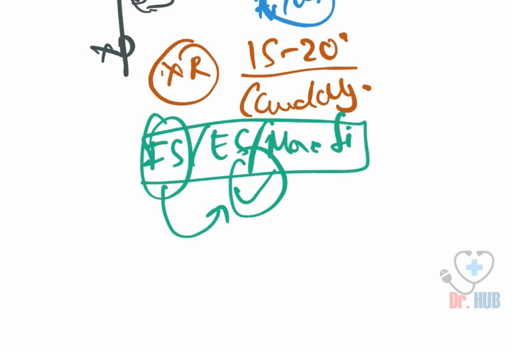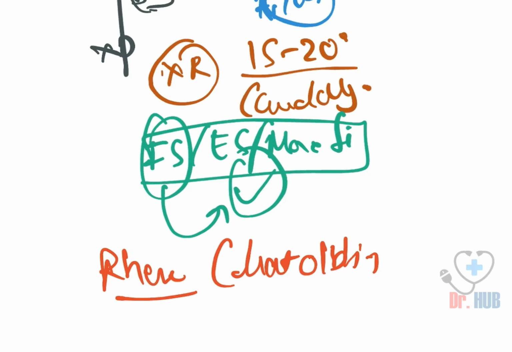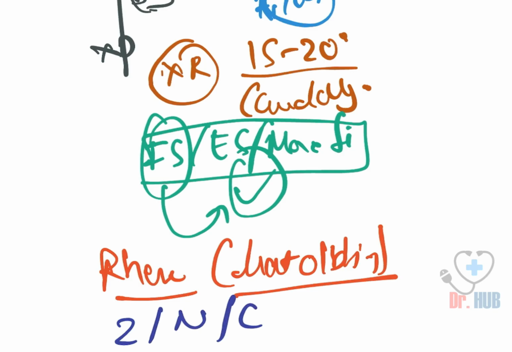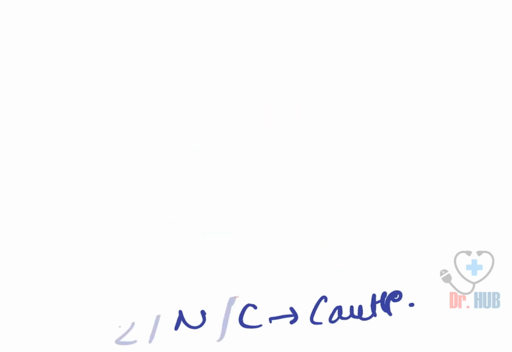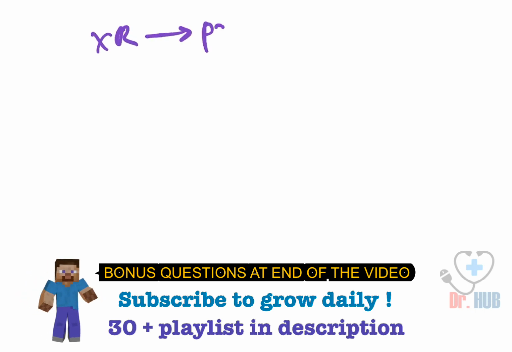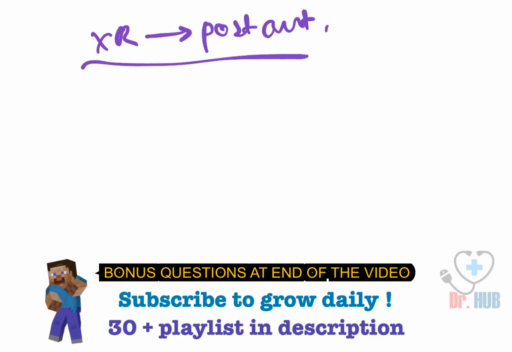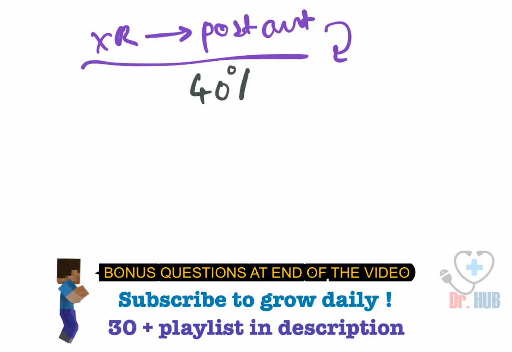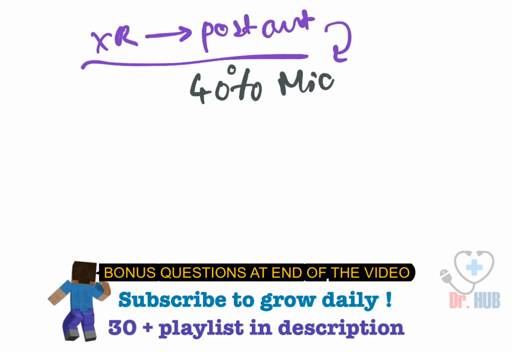We asked what is Rees view. The Rees view is also known as the lateral oblique view. So here the zygoma, the nose and the chin should touch the cassette. And after touching the cassette, an X-ray beam is projected posteroanteriorly at 40 degrees to the mid sagittal plane.